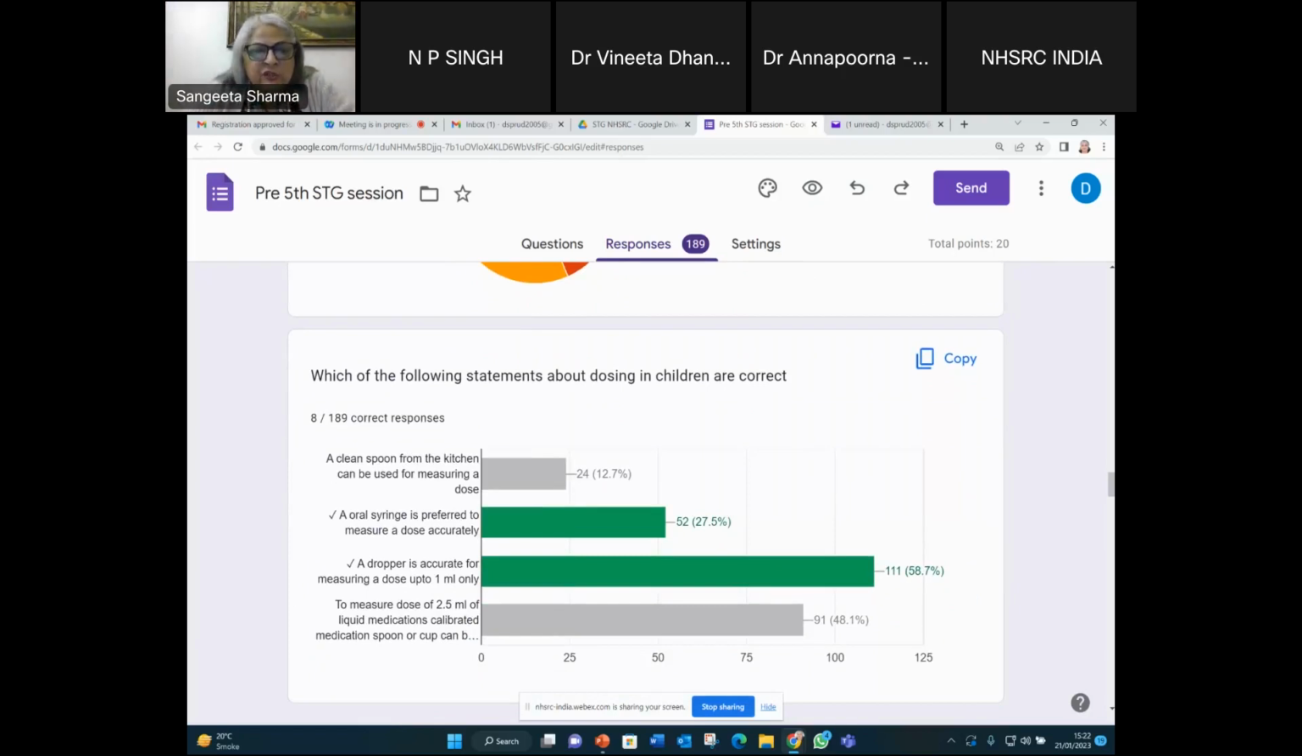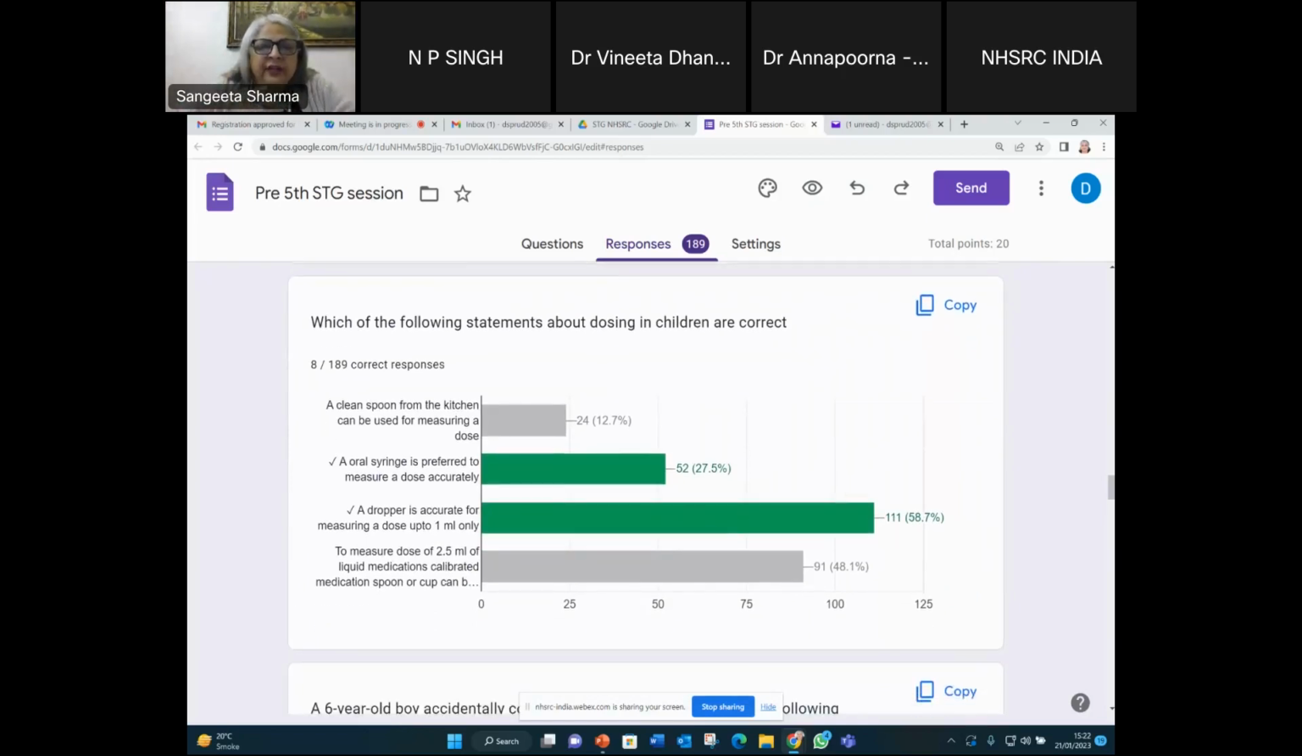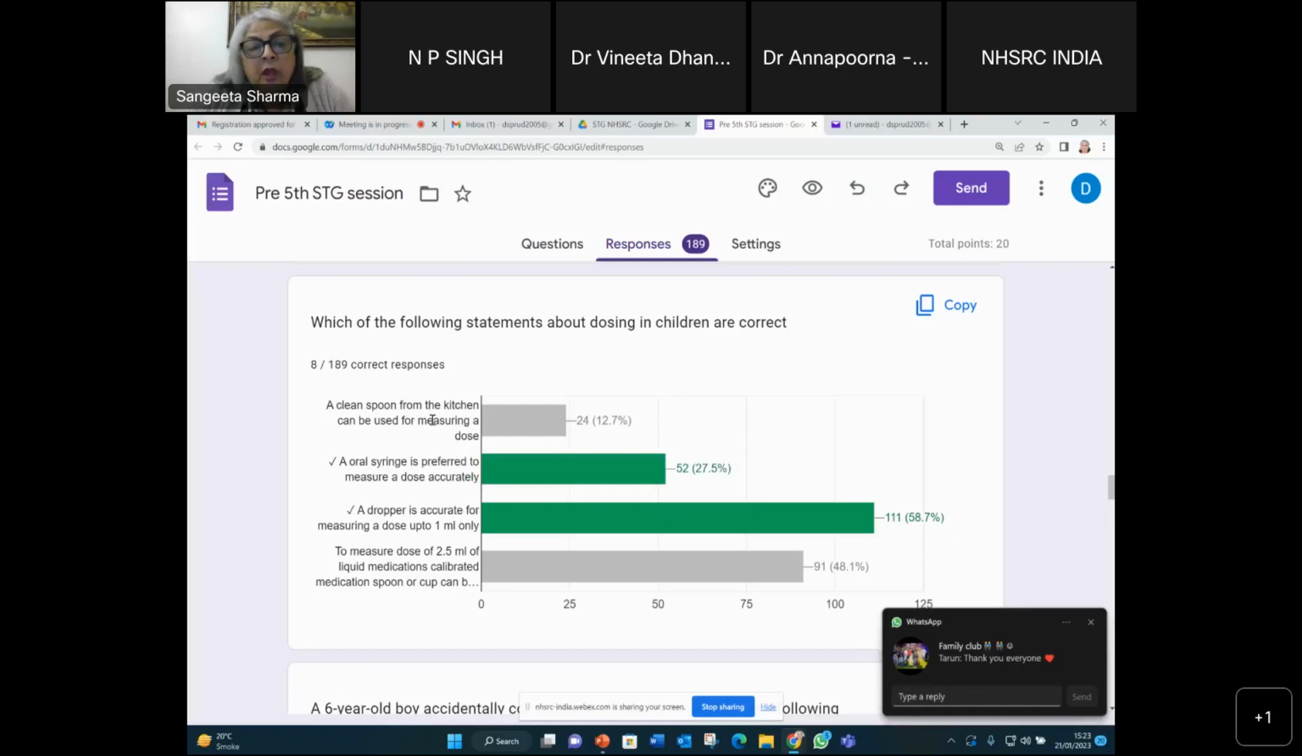Now, the first question was, which of the following statements about dosing in children are correct? In this, the questions were around the different ways of measuring a dose in children. If you see, 27.5% and around 60% of you have answered this correctly, but some of you have said a spoon from the kitchen can be used for measuring a dose.